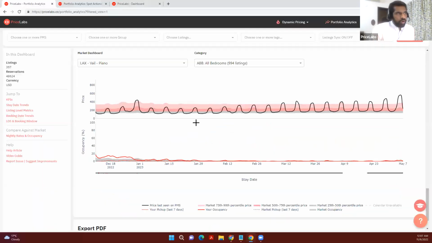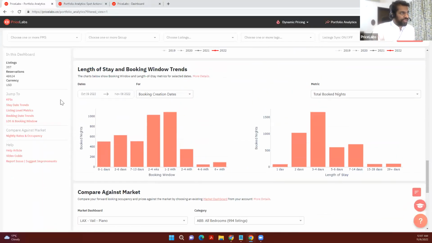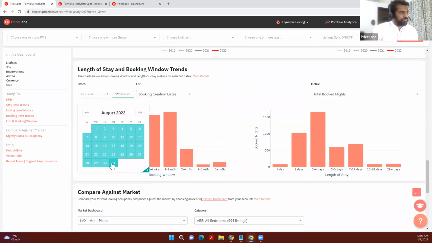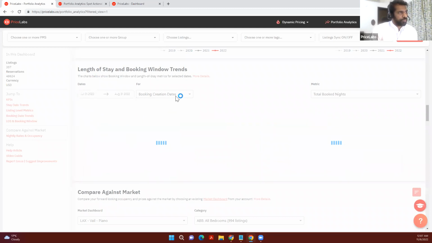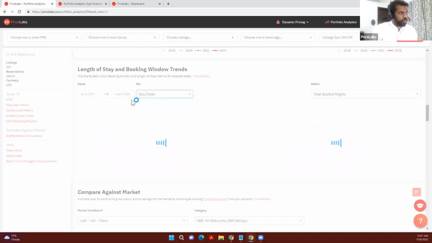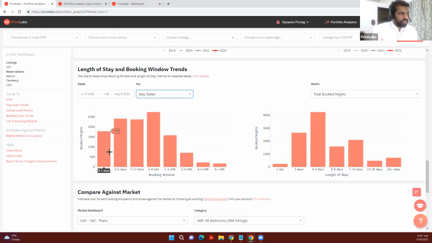Cool. And then now coming to what's actually changed about PriceLabs: previously we showed you length of stay and booking windows for the last 30 days. But what you can now do is look at much longer periods. So for example, I want to look at my listings only for the summer period, July to August, by stay dates. If I look at it by stay dates in the summer period, what I can see is that most of my bookings came in within the last 4 weeks.